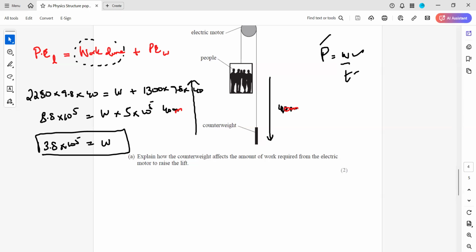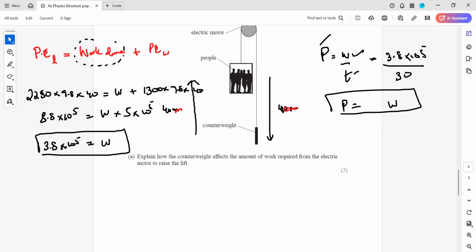But the question is not how much work is done by the motor. The question is, what is the power generated by the motor, or how much work is done in every second. So it is 3.8 exponent 5 divided by the time given in the question. It took 30 seconds. So 3.8 exponent 5 divided by 30.